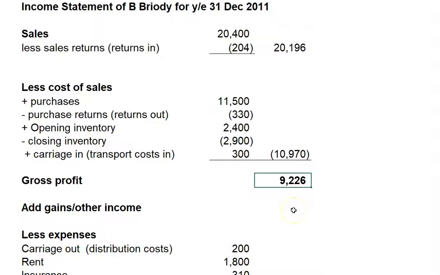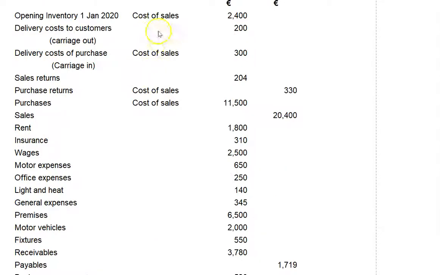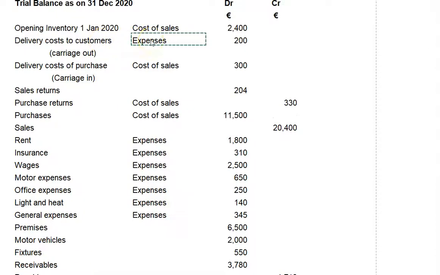The next thing is to add any other gains or income accounts. Now, there were none in this trial balance. Remember, we looked and the only income account was the sales of 20,400, and then less expenses. And the expenses are further up the trial balance here, and I'll just highlight them. Expenses are expenditure on day-to-day running items for running the business. So carriage out, delivery cost to customers, rent, insurance, wages, motor expenses, office expenses, light and heat, general expenses, all expenses.